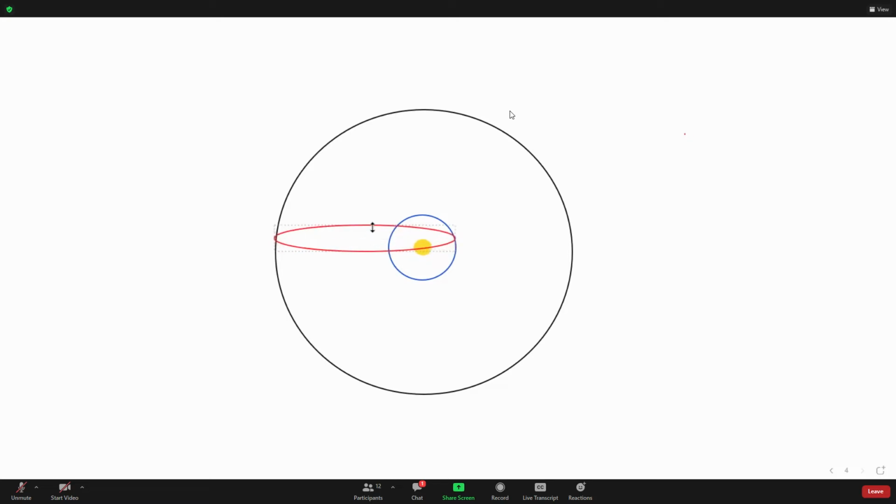And so it's going to look something like this. Okay. So orbit number 1 is the Earth's orbit. Orbit number 2 is the transfer orbit. And orbit number 3 is the orbit of Saturn.